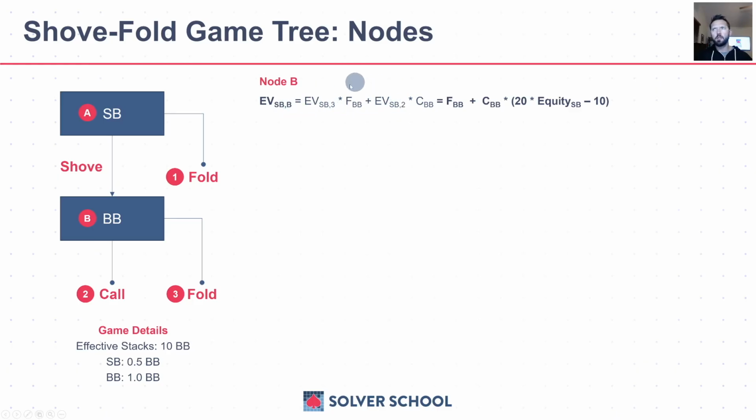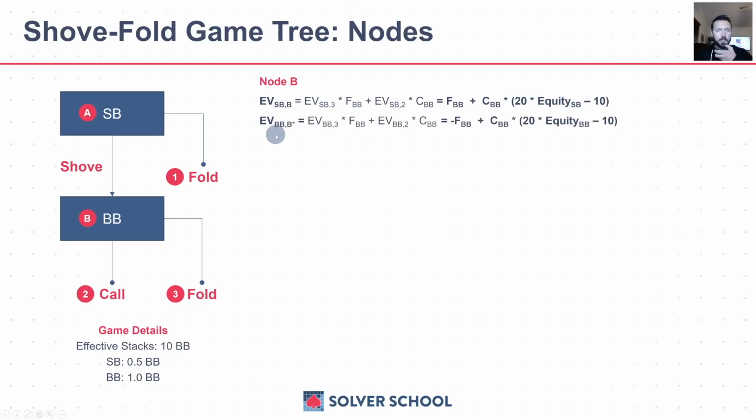Now we already know these first two EVs. The EV of the small blind here at 3 is going to be +1. So this first part of the equation is then simplified down to just 1 times the frequency at which the big blind folds. And then the second part of the equation is simplified down into the frequency at which the big blind calls times this EV, which is from the previous slide. So it's based on the equity of the small blind's hands.